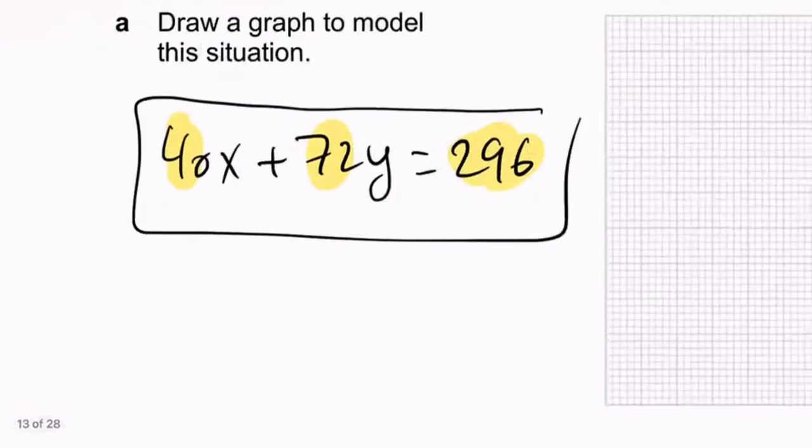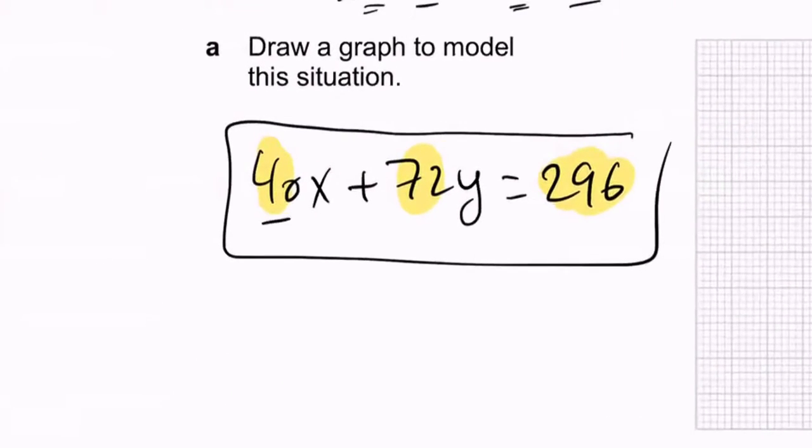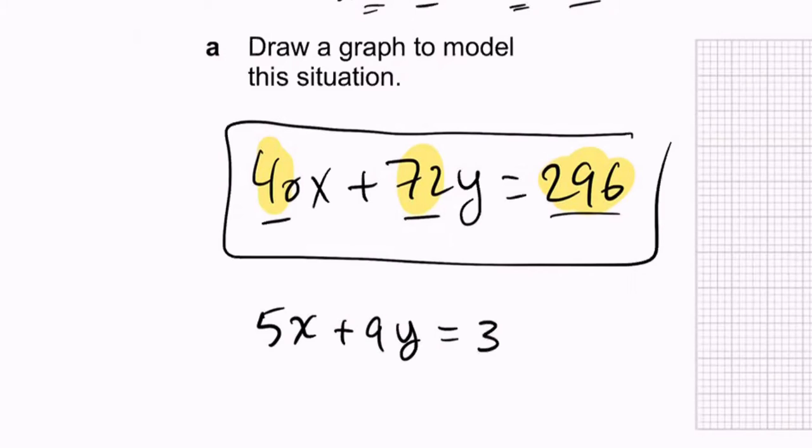So here, this can be divided by 4, this can be divided by 4, and this can be divided also by 4. Let us test 8 also, because 40 can be divided by 8 and 72 can be divided by 8 also. If you test this also, you will find 296 can be divided by 8. So let us divide by 8 first. So 40 by 8 equals 5x, 72 by 8 equals 9y, equals 296 divided by 8 equals 37.